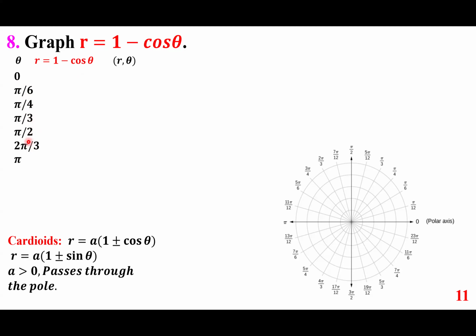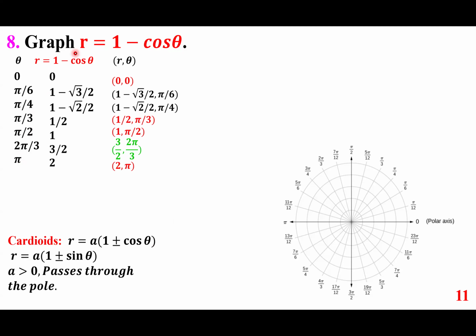2 pi over 3 is the same as pi over 3, but negative. 1 minus negative 1 half, which makes it 3 halves. Pi, 1 minus cosine pi. Cosine pi is negative, so this negative becomes positive 1. They add up to 2. So I hope you find this easy. Okay.